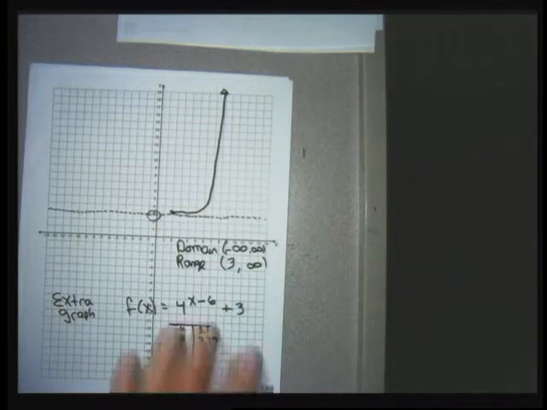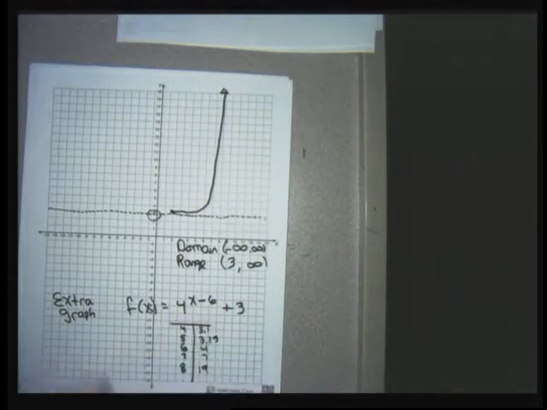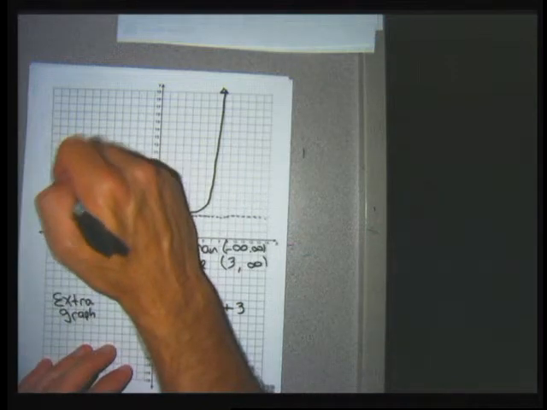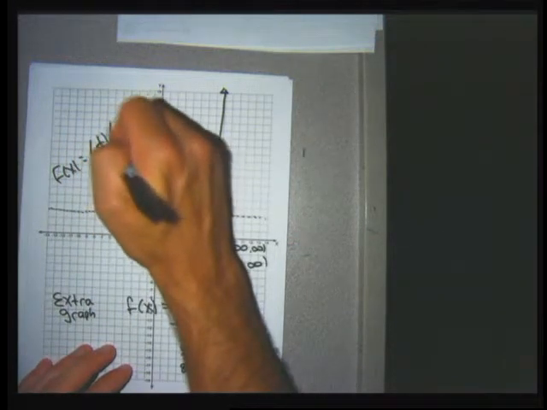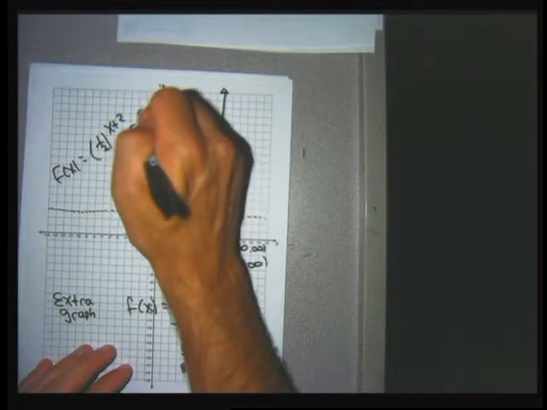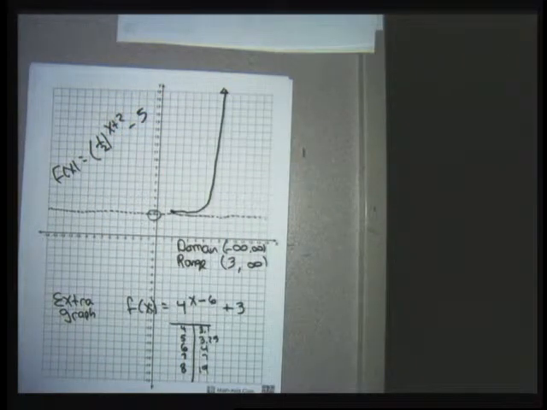So I would guess you might get one like this. You might even get something like f of x equals 1/2 to the x plus 2 minus 5, maybe. So be able to do that. Just because I need to give more graphs, and it's not terribly hard.